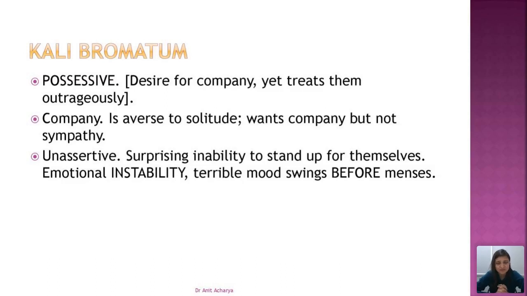Why? Because he's proud. Whatever he's doing, he's proud. He's happy. But he knows that the people are not admiring him. Why? Because he can't go according to them. So he has a deep love for his family. He's quite possessive for them. But at the same time, he's duty bound. So it's like he wishes to be in company, but does not want sympathy. And also it's called unassertive. Unassertive is a term for the Kali bromatum. Like sometimes you are struggling and you struggled a lot in your life, but you did not confront any people.